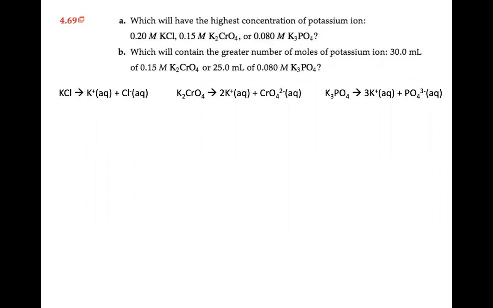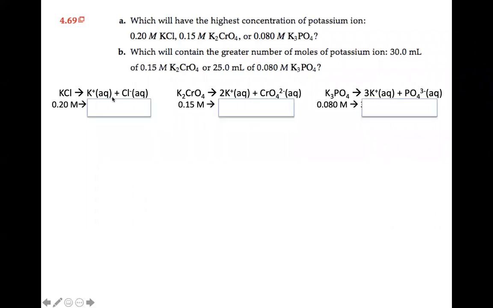If I look at these, all of these are ionic compounds. All of these are strong electrolytes. KCl dissociates into potassium and chloride. In the other 2 cases, I have a polyatomic ion. But this is how each of them dissociates. Before I can answer it, I have to figure out how they dissociate. The initial concentration for each of them was 0.20 molar KCl, 0.15 molar K2CrO4, or 0.080 molar potassium phosphate.